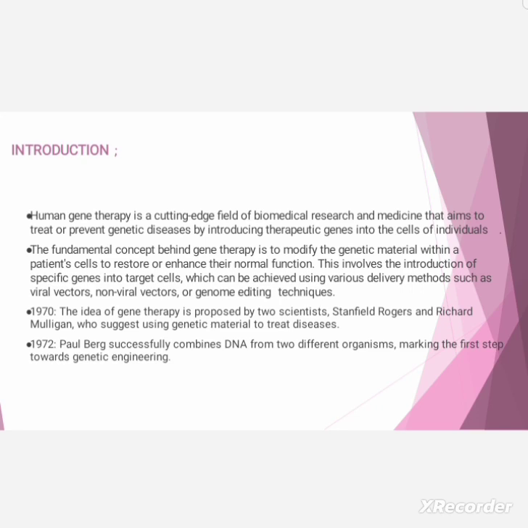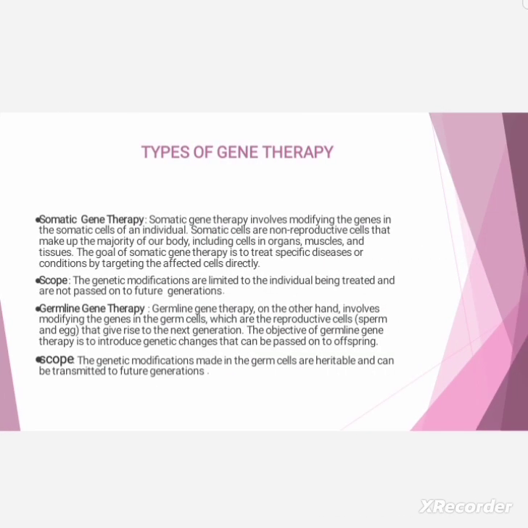In 1970, the idea of gene therapy was proposed by two scientists, Stanfield Rogers and Richard Mulligan, who suggested using genetic material to treat diseases. In 1972, Paul Berg successfully combined DNA from two different organisms, marking the first step toward genetic engineering.